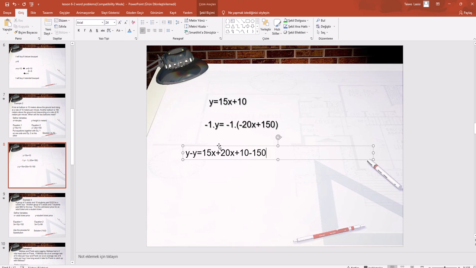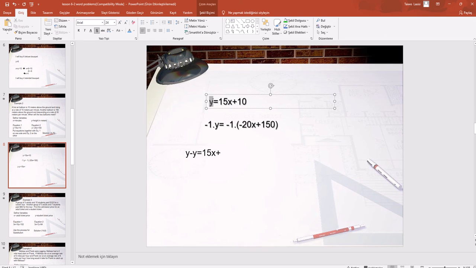Do you have any questions until here? Is it okay? Why is it not okay? Tell me. I didn't get that when you got 15 plus 20. You didn't understand why? Okay, let us do it again. Do you understand why I multiply by -1 on both sides? Good. So, you understand why minus y?